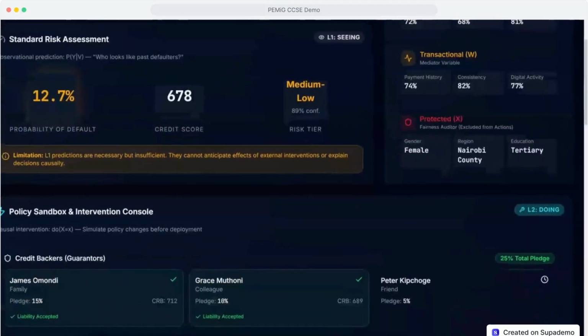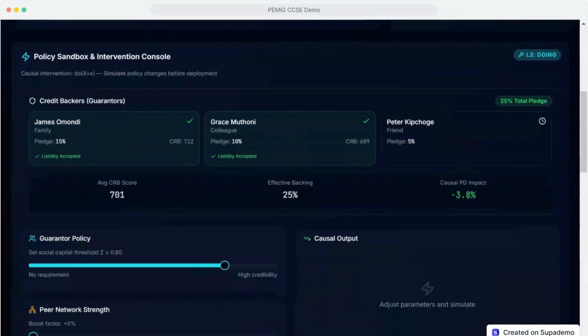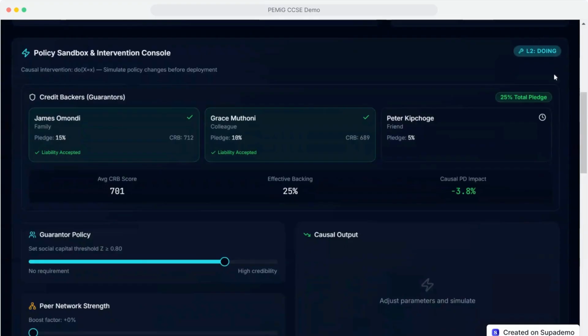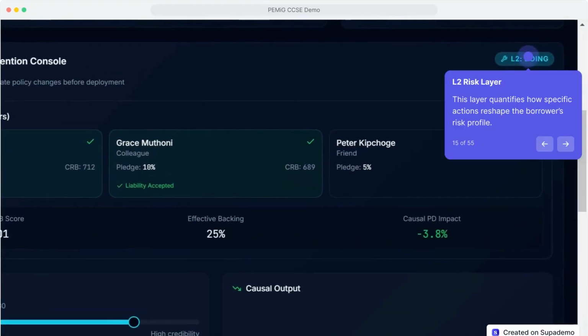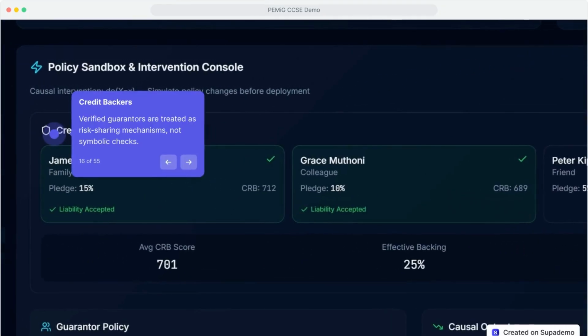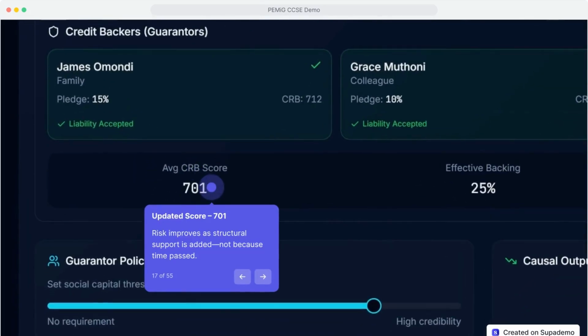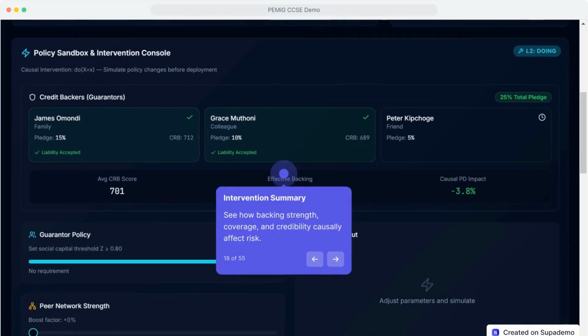This next part is where PEMiG shines. We use causal AI to analyze what's really driving risk. For instance, we consider things like credit score. Here, it's 678, but we don't just stop there. We zoom into behavioral signals like social capital and transaction history. What do these mean for this borrower? They influence how this borrower repays, not just whether they will or won't.